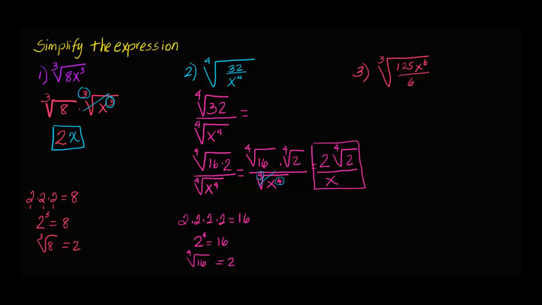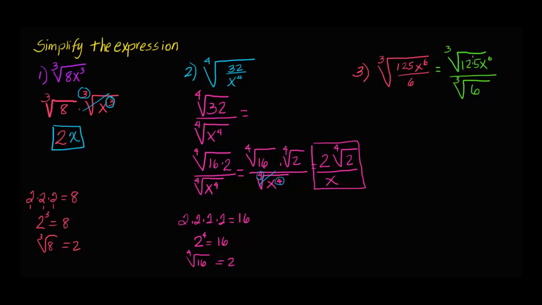Let's do number 3. For number 3, I have the cube root of this. It's a quotient. So first thing I'm going to do is I'm going to separate it, because the quotient rule of radicals lets me separate the numerator in its own radical and the denominator in its own radical. There it is. So I do that. Now let's work in the numerator.